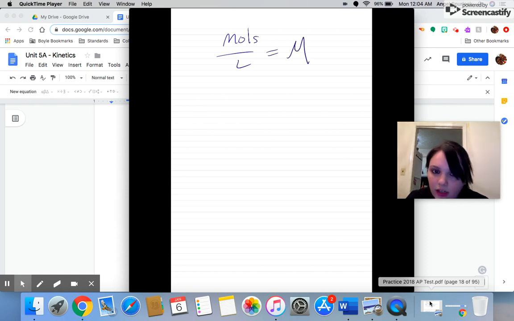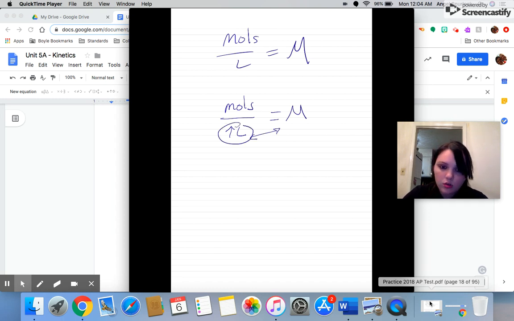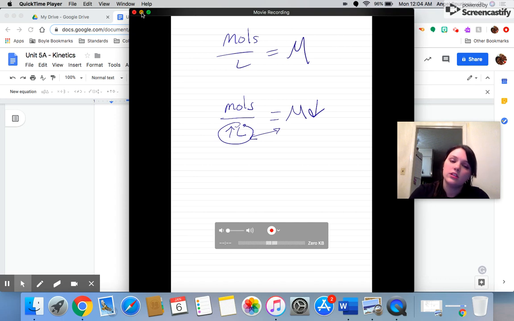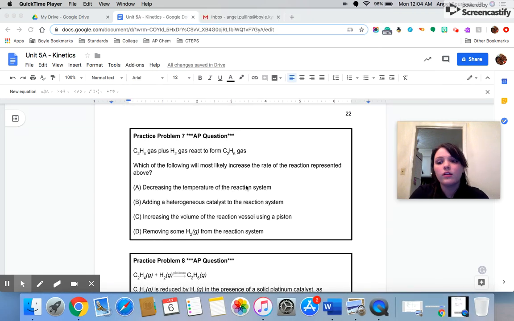That's equal to molarity. So we're keeping the number of moles of gas the same here, but we're increasing our volume. Because this is on the bottom of a fraction, that means that volume and molarity are inversely related. So if we increase the volume, we're going to decrease the concentration. Decreases in concentration means less collisions, means lowering the reaction rate.